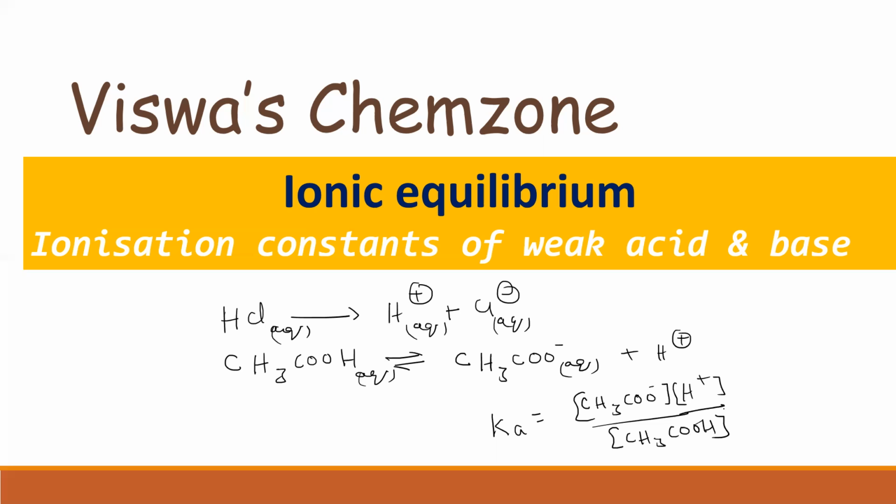For example, I'm taking an acid named HX, and we'll see the ionization constant of that acid. Say I have a weak acid HX. In aqueous solution, it gives H plus and X minus, both aqueous. Initially, at time 0, the concentration of this acid is C, and the concentration of H plus is 0, and the concentration of X minus is also 0.